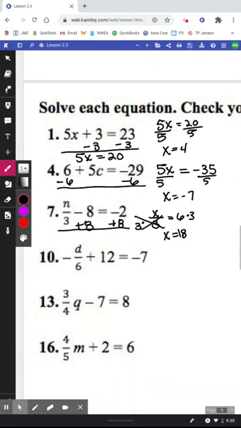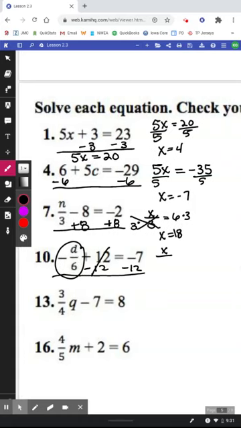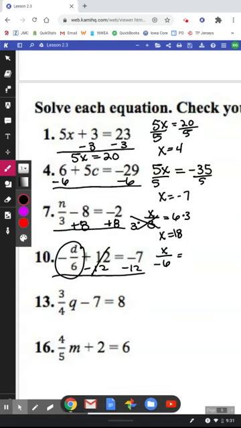On number 10, there's no distribute. There's no combined like terms. So add or subtract, I'm going to subtract 12. Now on this one with the first fraction here, remember we took a note yesterday that says that the negative belongs with the number, not with the variable. And so I'm going to put that negative down with my 6 when I rewrite that left side of the equation. Then I have negative 7 minus 12, which is negative 19.